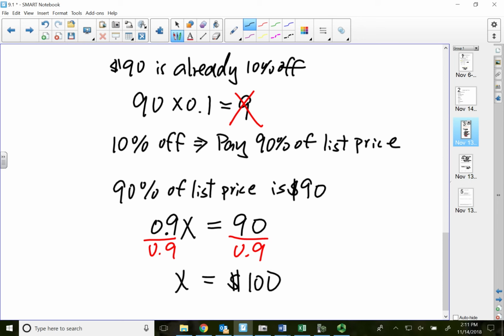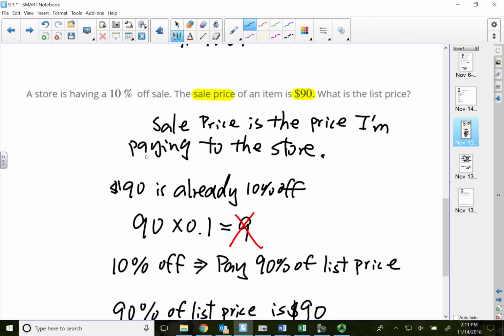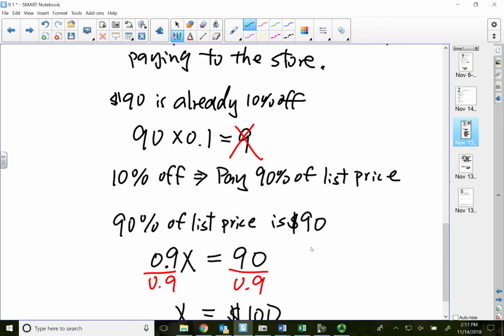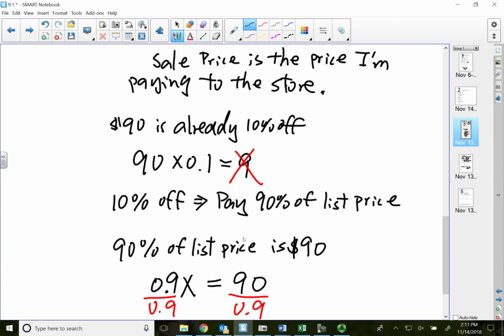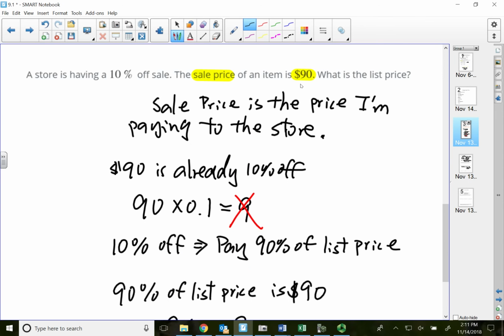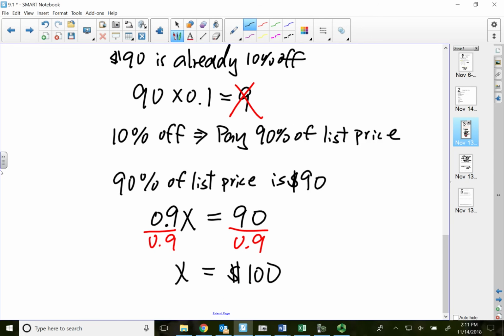All right, so most of y'all probably knew the answer already because this number is a lot easier to work with. But on the homework, if you do the same type of problem with a whole different set of numbers, then this is the technique. This is the way you will have to think about it. Okay, 10% off means I still got to pay 90% of the list price, and 90% of the list price that I am supposed to pay is this $90, which is the sale price. Okay, that I'm supposed to pay. All right.